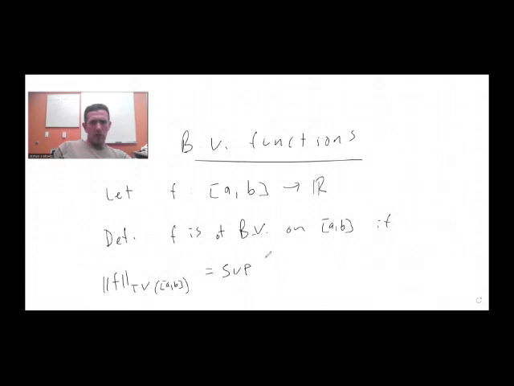It's the supremum over all of these non-negative numbers. We're looking at the sum of the absolute value of the differences of my function, kind of seeing how it varies over all partitions of A to B. Right? So this is the usual Calc 1 partitions. So we have A is x0 all the way to xn is B.